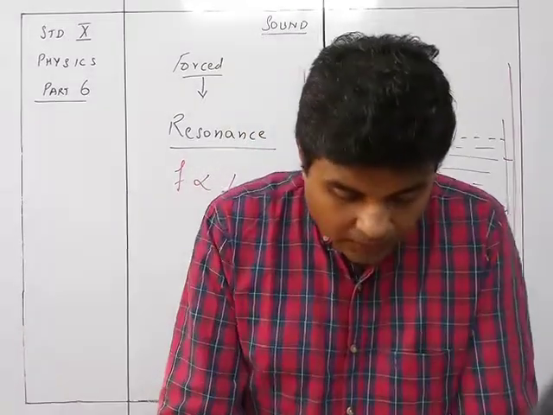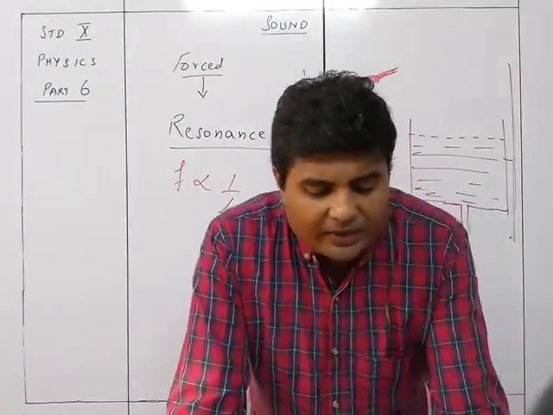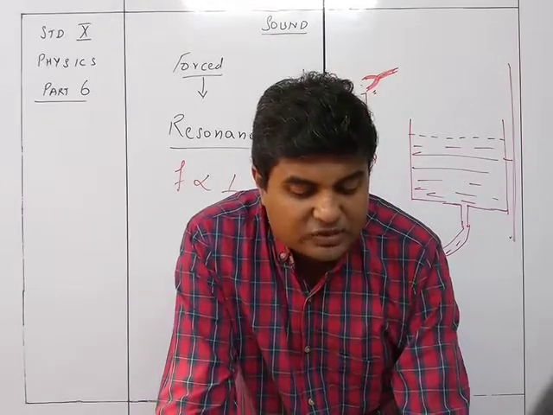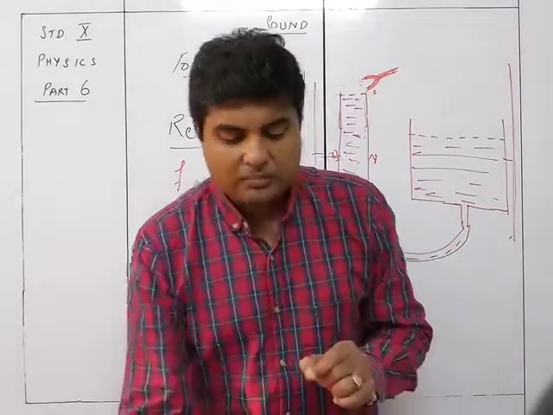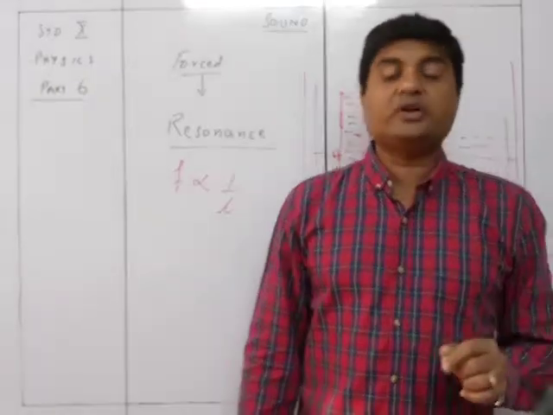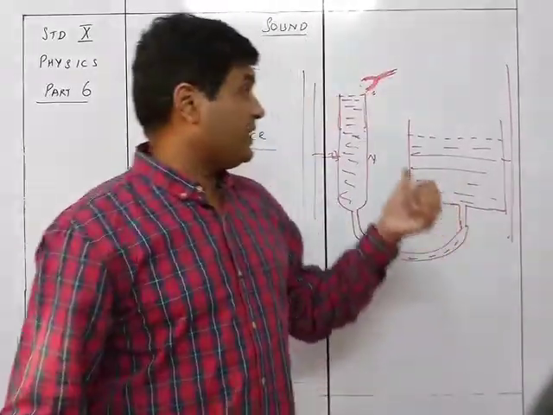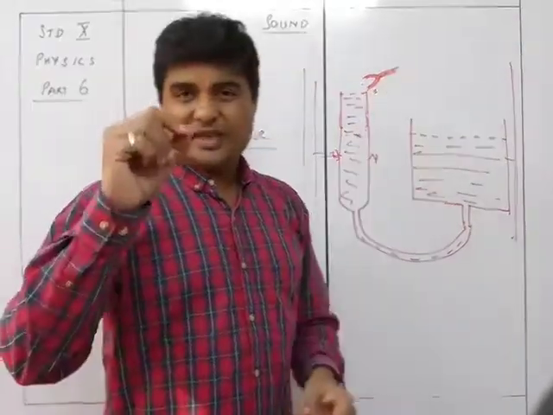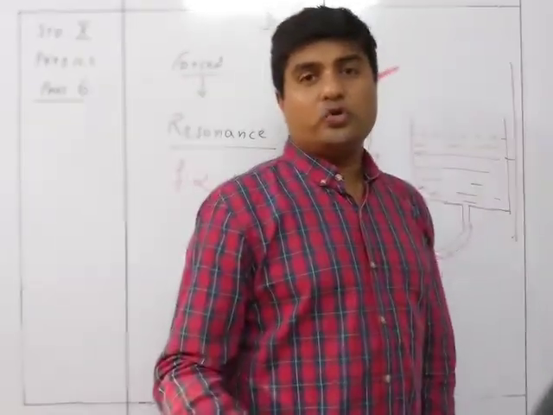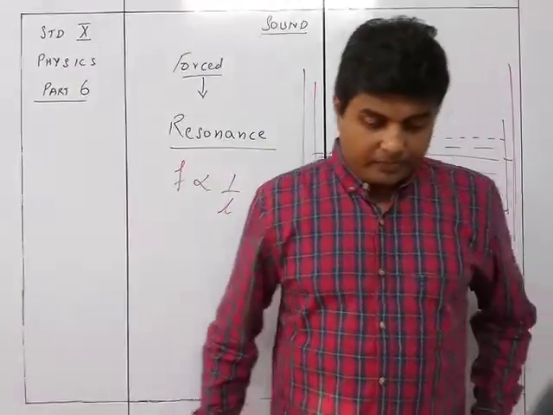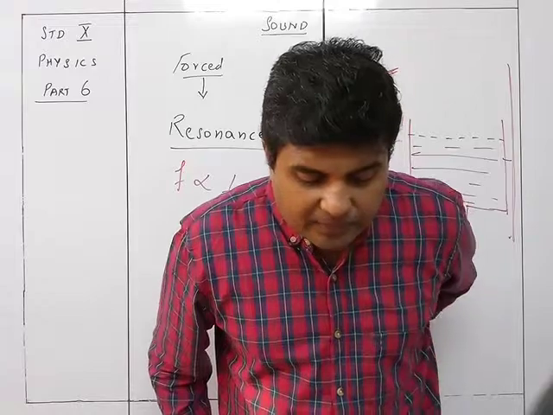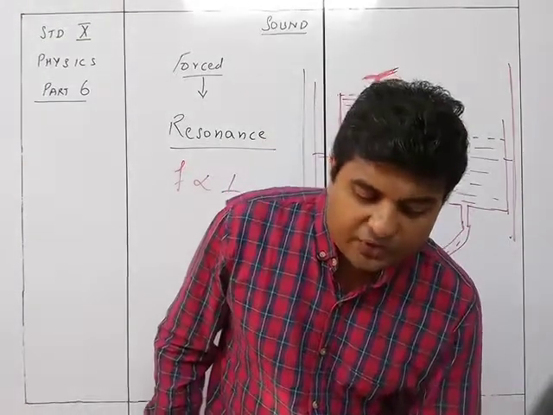So at a certain level of the water in the tube, a loud sound is heard. This happens when the natural frequency of the air column becomes equal to the frequency of the tuning fork. So when the natural frequency of the air column and that of the tuning fork become equal, at that time a loud sound is going to be heard. That is, the vibrations of the air column are in resonance with those of the fork.